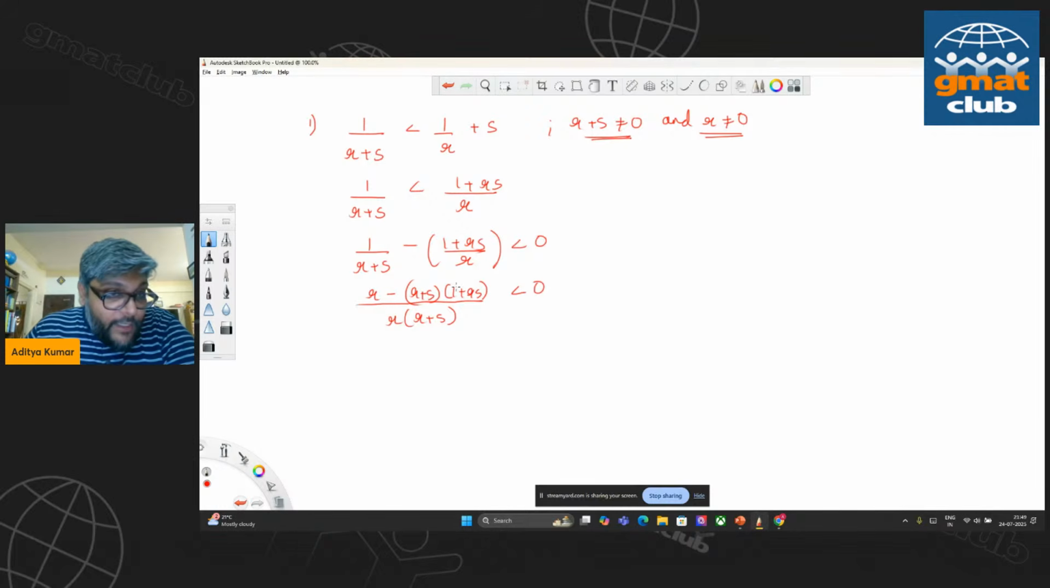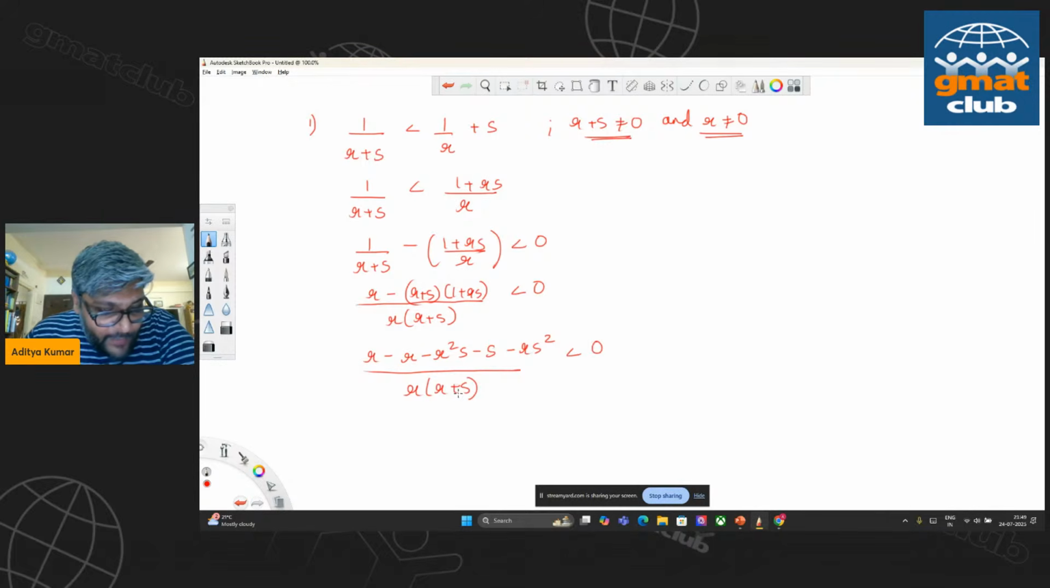I can open up the numerator because I think some terms will cancel out. So r minus r minus r square s minus s minus rs square divided by r into (r plus s) is less than 0. See, I'm setting it up as a division. So here r cancels out. I'm left with minus r square s minus s minus rs square divided by r into (r plus s) is less than 0. And I see s is common.